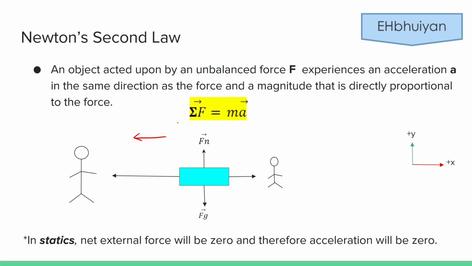Whatever that net external force is, it is causing an acceleration of the box, and that acceleration is proportional to the force that the box is feeling. Another thing to notice in this equation is that if you have a larger mass, for the same force applied on the object, you're going to have a lower acceleration value.